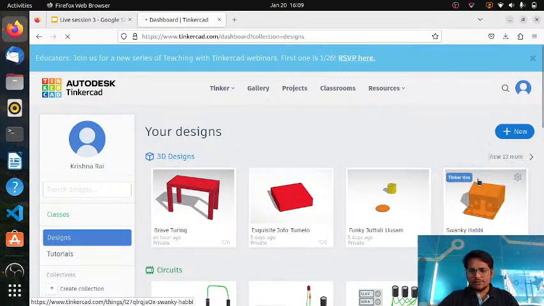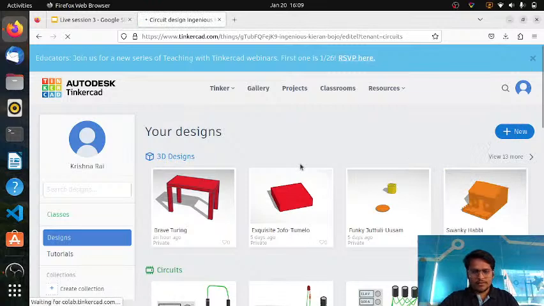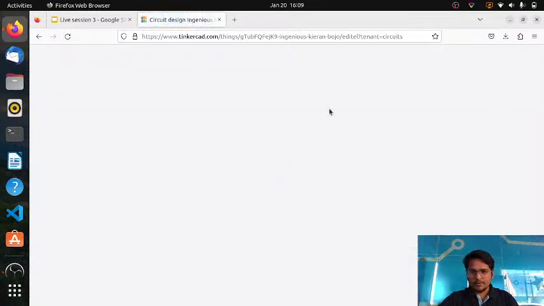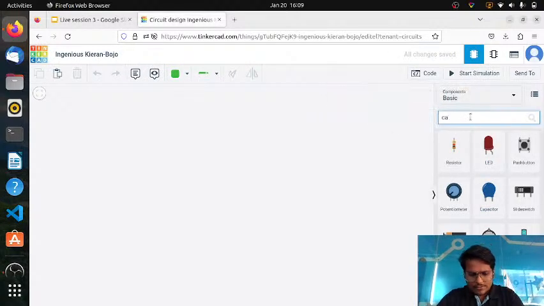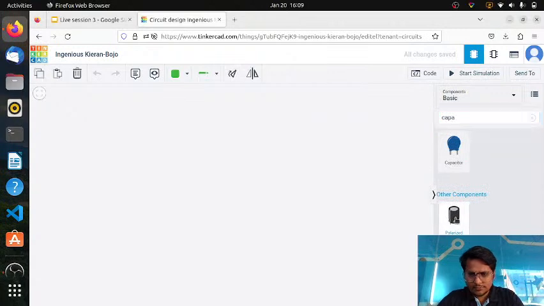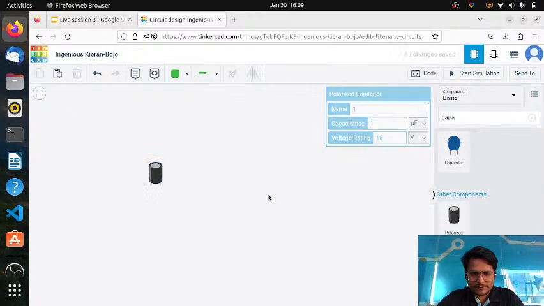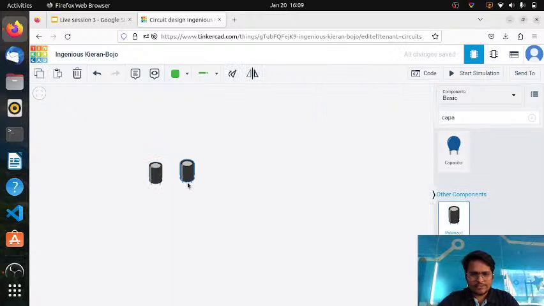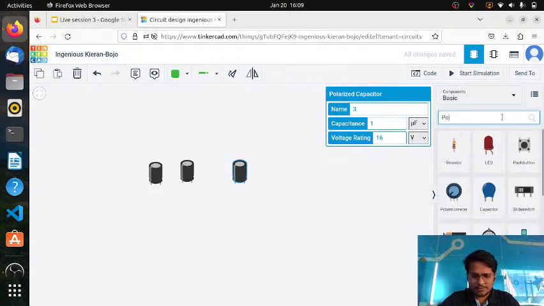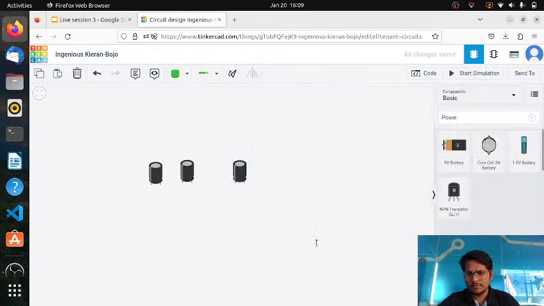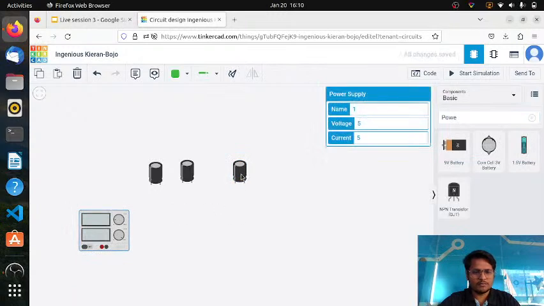So let me take a circuit. Okay, so here it is open. I will just write here capacitor. Capacitor is here. I will take 3 capacitors. And then I will take a power supply bench. So here we have a power supply.